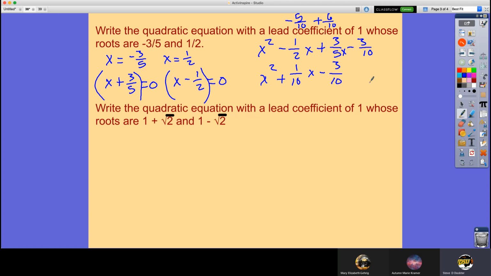Yes. Maddie, you're saying no. Why not? Okay. Do I have a quadratic? Is that a quadratic? Yeah, it's an x squared, so it's quadratic. Is it an equation, though? No. Right now, it's an expression.